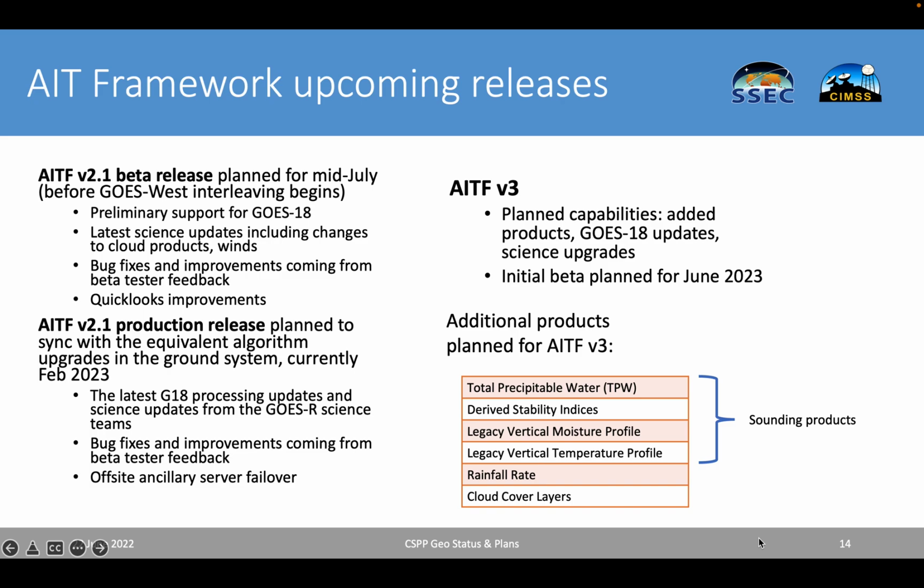Then looking forward even further, we're starting work on a version 3, so a new major version of the AIT framework, and that will add some products which are shown in the table on the bottom. Those are the sounding products as well as rainfall rate and cloud cover layers. And we're planning an initial beta in June of 2023.